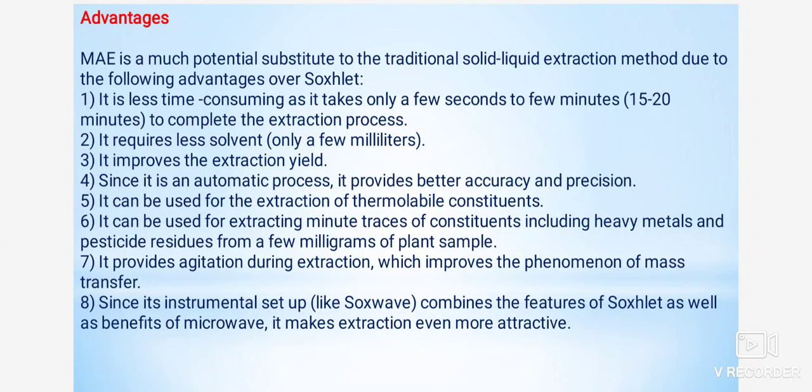It requires less solvent, only a few milliliters. It improves the extraction yield. Since it is an automatic process, it provides better accuracy and precision. It can be used for the extraction of thermolabile constituents. It can be used for extracting minute traces of constituents including heavy metals and pesticide residues from a few milligrams of plant sample. It provides agitation during extraction, which improves mass transfer.